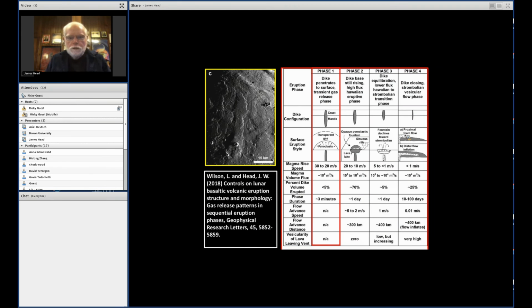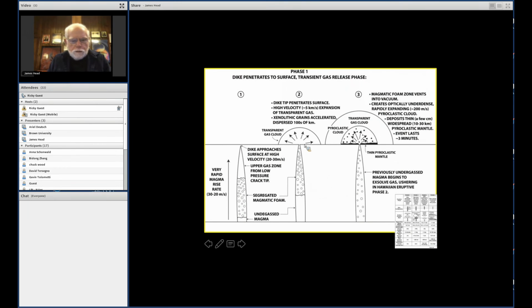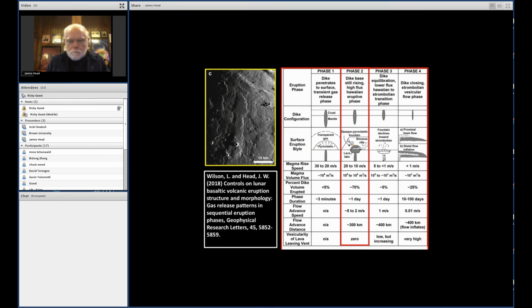So if we take a look at the first one here in phase 1, this is the dike just penetrating to the surface, as you can see here. And what happens, and I'll just go through this in the next slide here, it penetrates to the surface. We get a transient gas cloud phase, and then we get essentially a pyroclastic mantle, a thin pyroclastic mantle that's very widely dispersed. So we see a lot of these very widely dispersed mantles. Let's try to match these up with the lava flows that they might have been generated from.